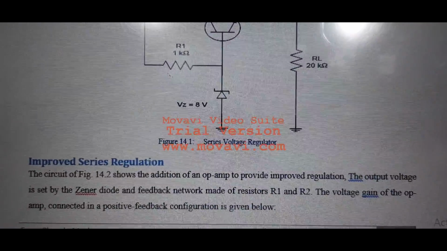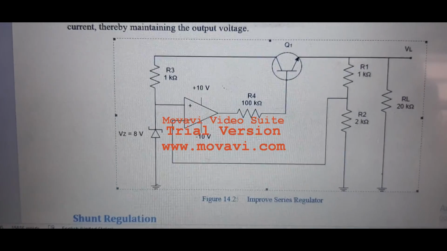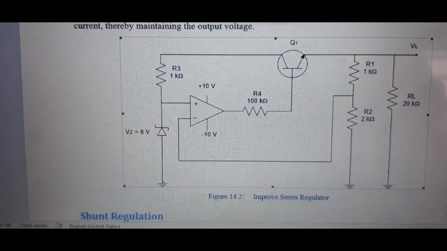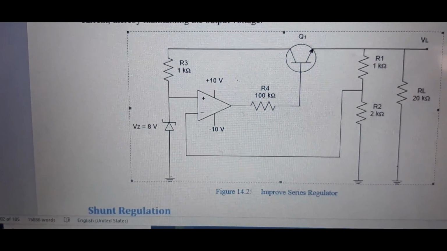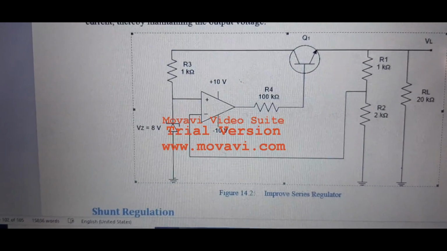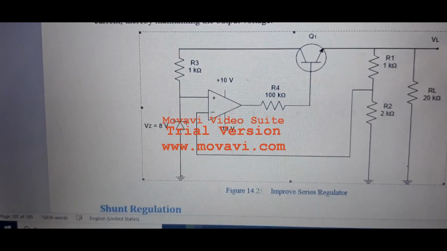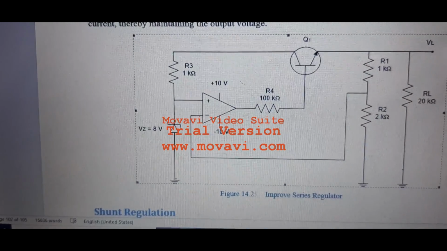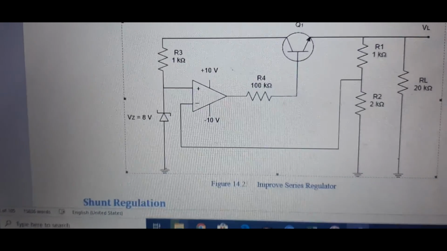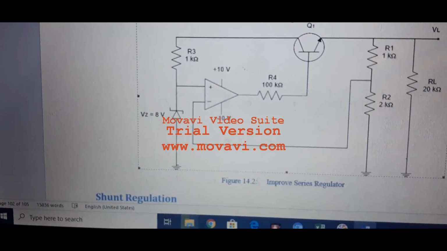Second task is about the improved series regulator. Here we will use the op-amp in this circuit. The circuit diagram for the improved series regulator is shown in figure 14.2. Here the op-amp compares the Zener diode reference voltage with the feedback voltage that is coming from the sensing resistors R1 and R2. If the output voltage varies, then what will happen? Then the conduction of transistor Q1, which we used here, is controlled to maintain the output voltage.